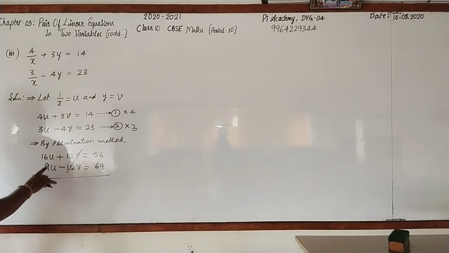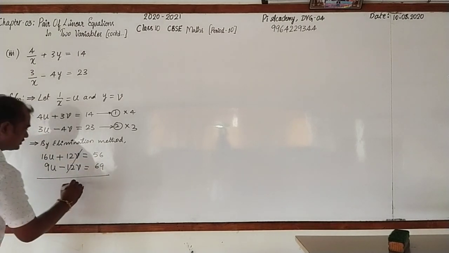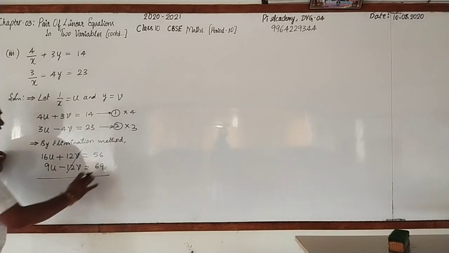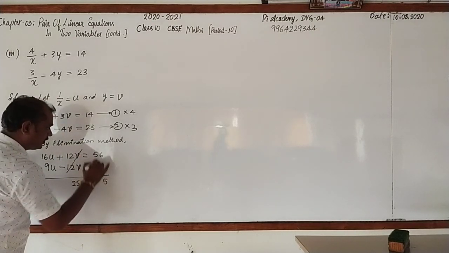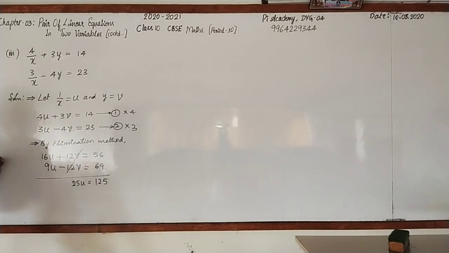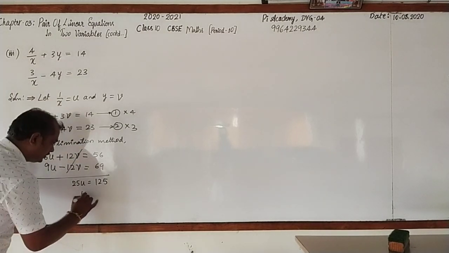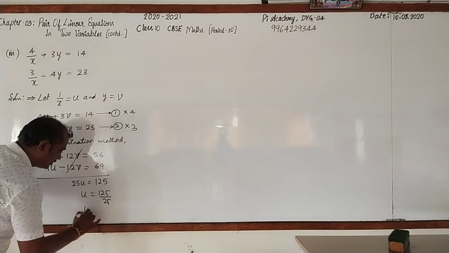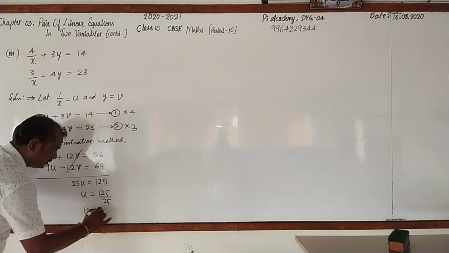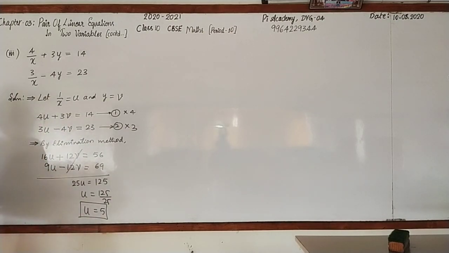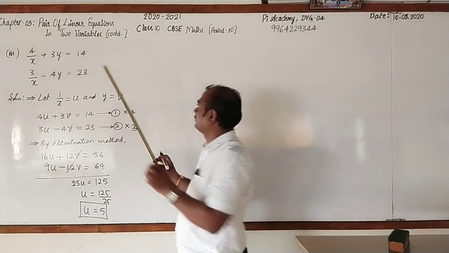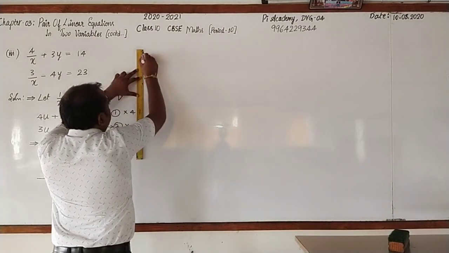What is 16u plus 9u? This is 25u. And add these two: 9 plus 6 is 15, carry 1. 6 plus 6 is 12. Now, u is equal to 125 by 25. How much will it be? Yes, you are right. This is 5. I hope that you have got the same. Next, we should find out the value of v. Yes. How do you find it out?